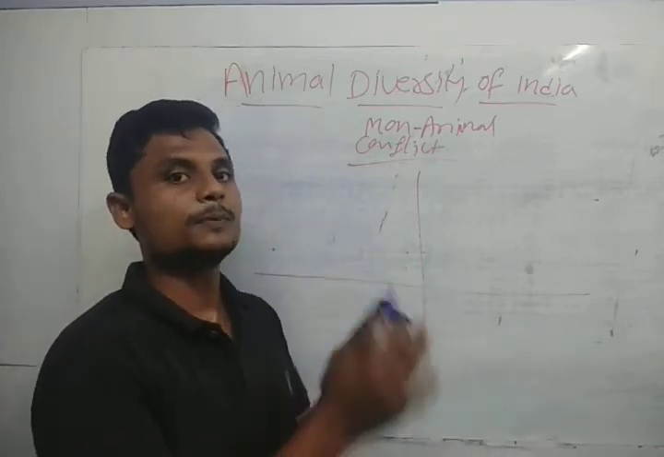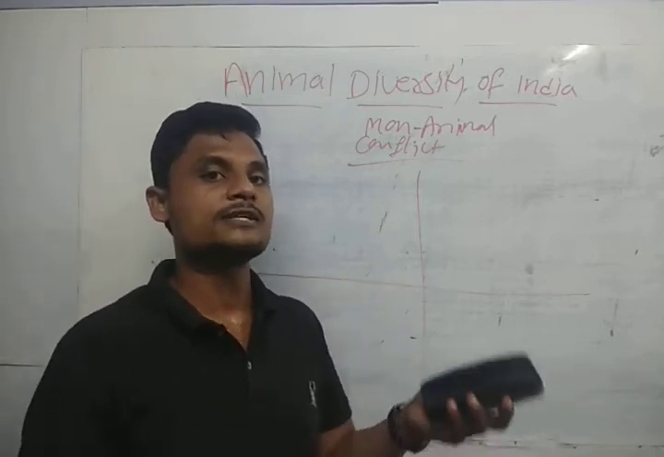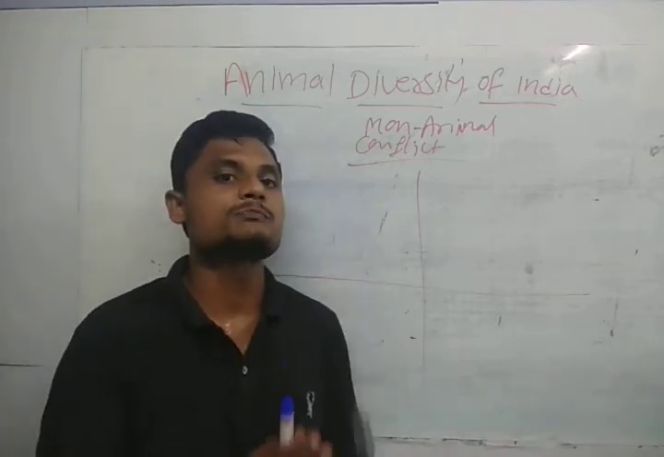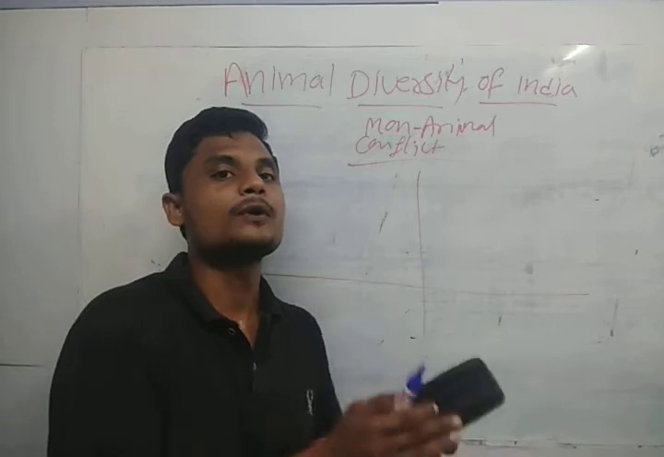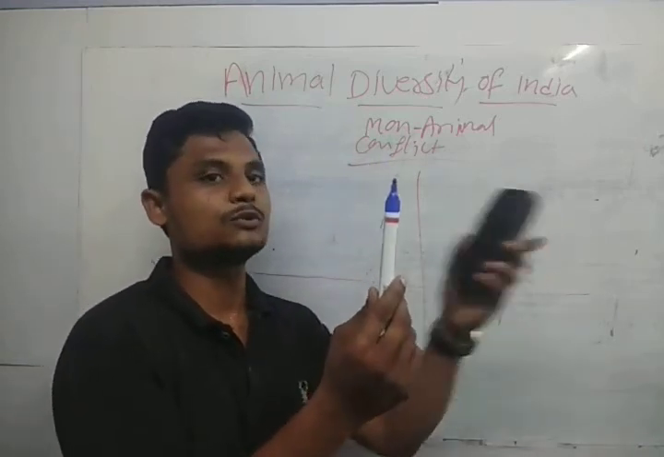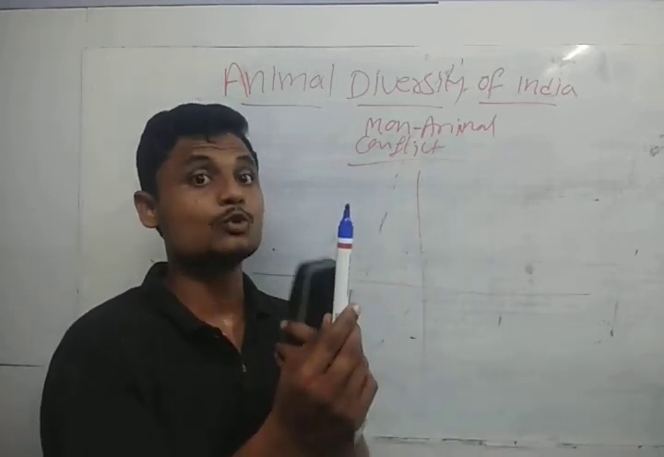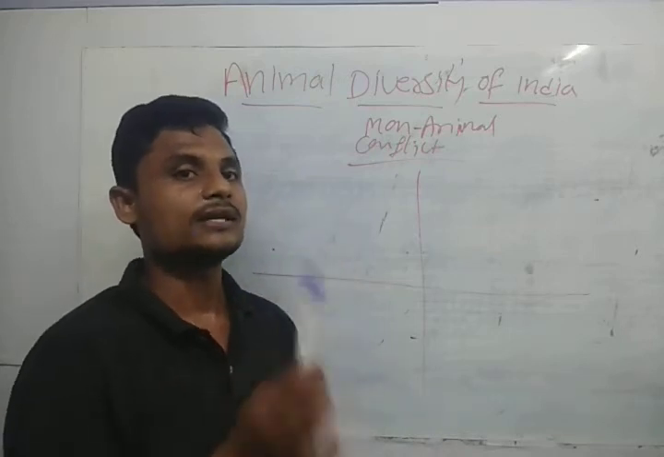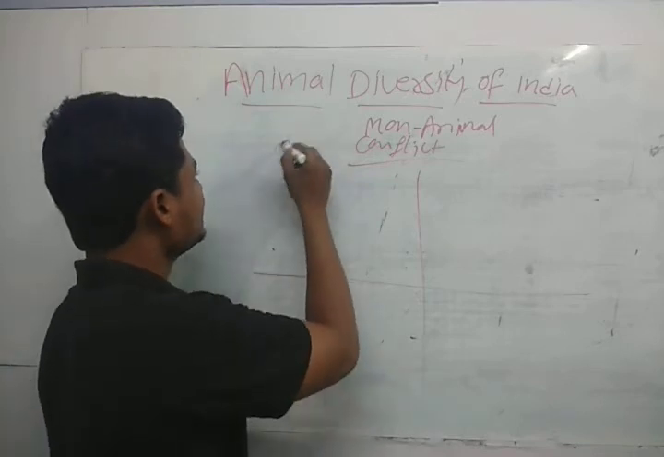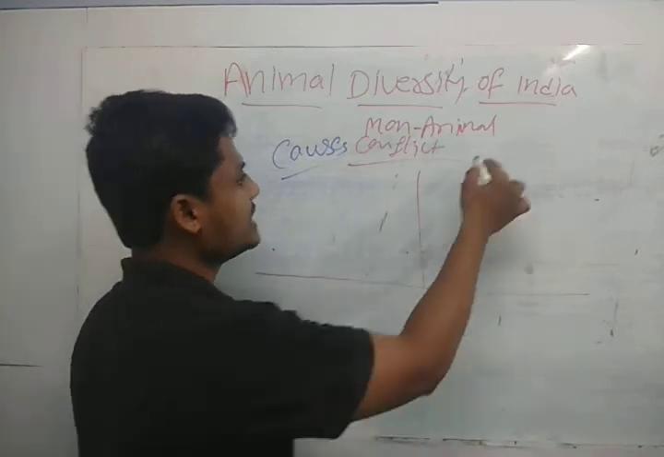Same way with the people. People are also affected, and the people's resources, like the crops and fencing, all those things are affected, guys. This takes place because the needs of the people and the animals are the same. When we have only one item but two entities are fighting for it, then we have the issue. Then we have man-animal conflict. Now we are going to see what the causes of man-animal conflict are and what its impact is.